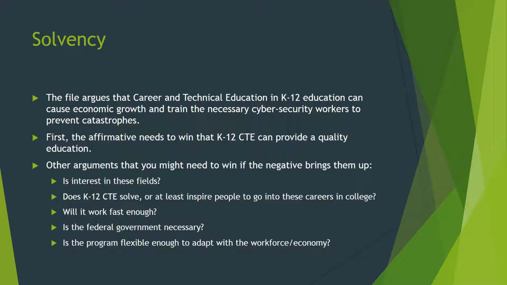First, the affirmative needs to win that K-12 career and technical education is a quality product. If the negative pushes you, you'll also need to delve into the following areas. You'll need to defend that people are actually interested in these fields. You'll need to defend that even if K-12 CTE isn't enough to solve, it forms a strong basis and encourages people to go into these careers that they can pursue later in college. You'll have to defend that this will start working quickly. You'll have to defend that the federal government is necessary instead of state or local programs. And you'll have to defend that the program is flexible enough to adapt to a changing workforce and a changing economy.